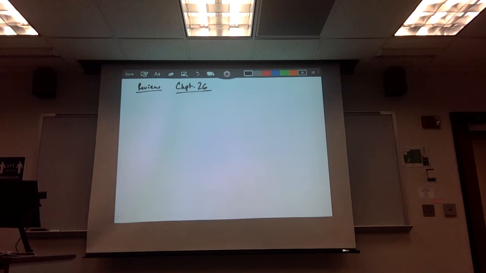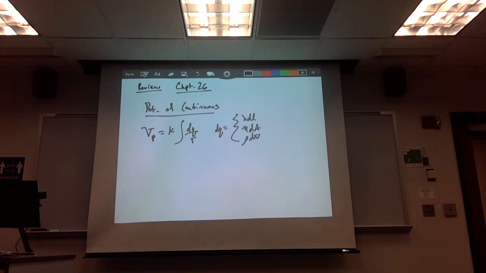To remind you, we started off, and I'm going to throw in a little bit extra, with the potential of a continuous object. Where we officially started, we said that the potential at a point P from a continuous object is equal to k integral dq divided by r. Here dq is equal to lambda dl, sigma dA, or rho dV, depending on the different geometries we have. So this is line symmetry, this is area symmetry, and this is volume. Good, so this is where we actually officially started.